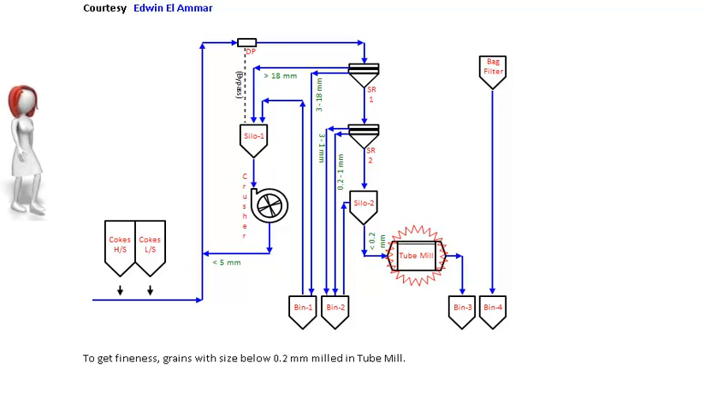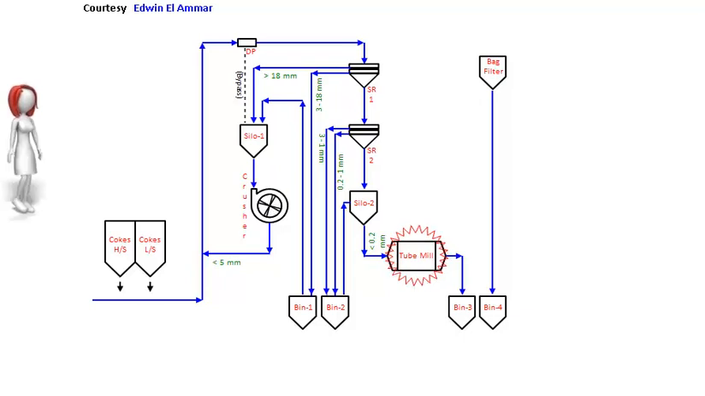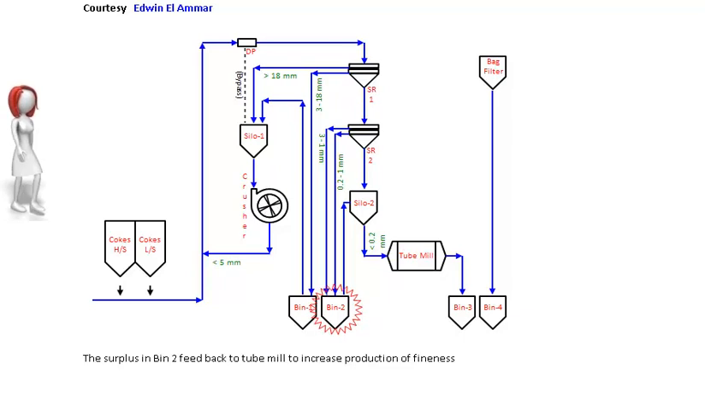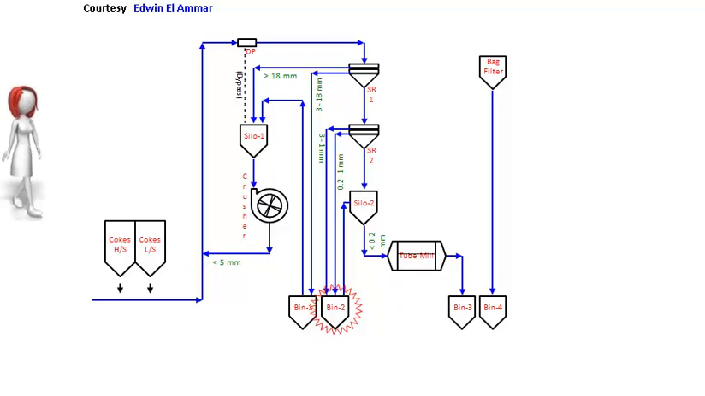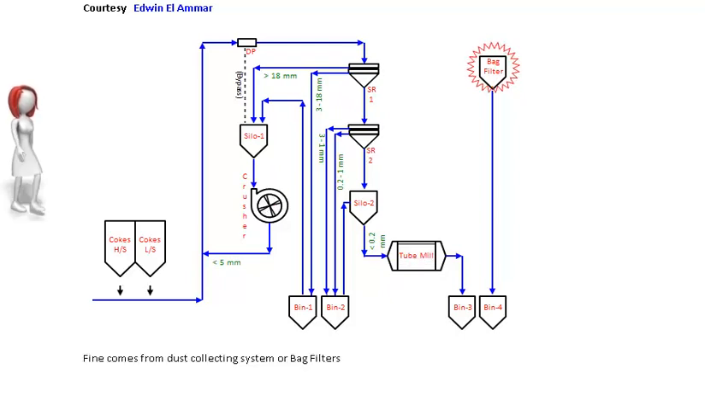To get fineness, grains with size below 0.2 mm are milled in the tube mill. The surplus in the bin is fed back to the tube mill to increase production of fineness. Fines come from the dust collecting system or bag filters.